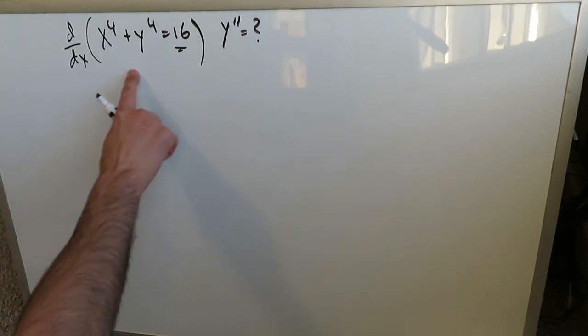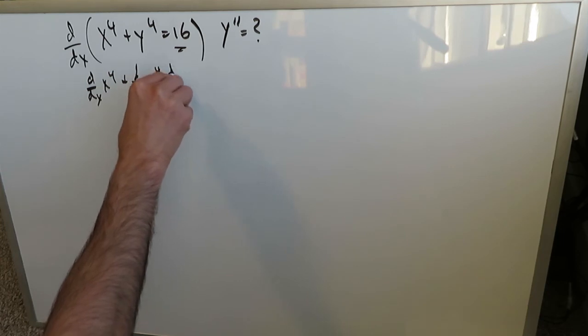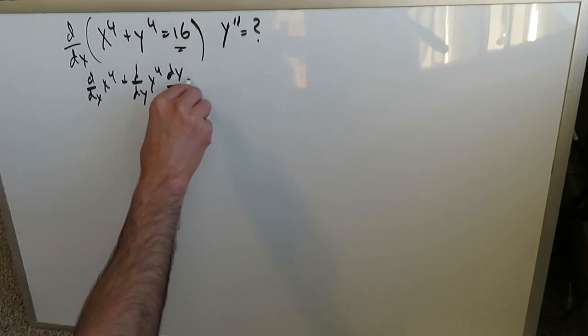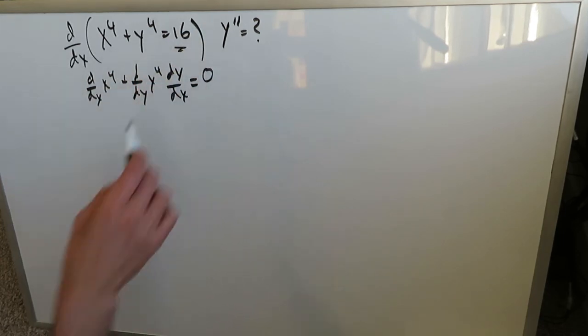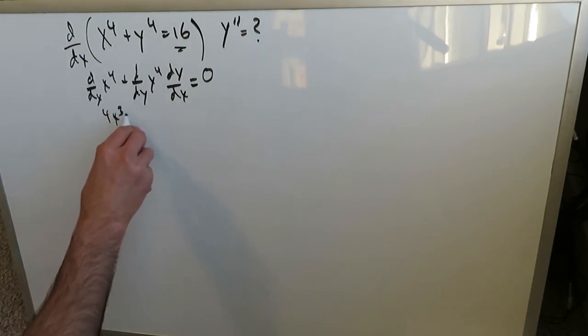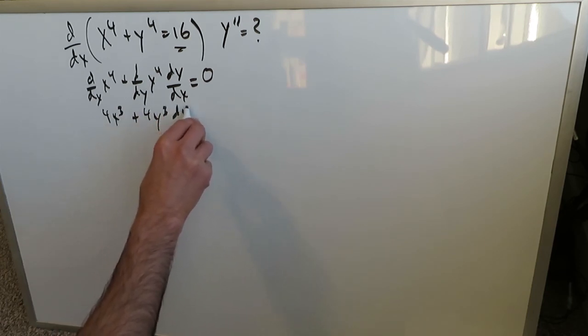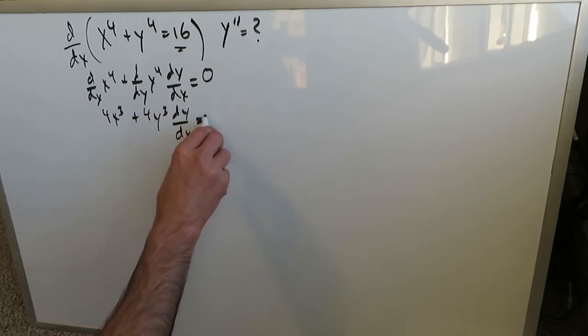We're going to proceed by doing the derivative of all of this, of x to the fourth plus d over dy, y to the fourth, and then you have that label dy dx is equal to derivative of 16, which is a 0. Now let's do this. X to the fourth is a 4x cubed, y to the fourth is a 4y cubed, and it stays with this dy dx is equal to 0.